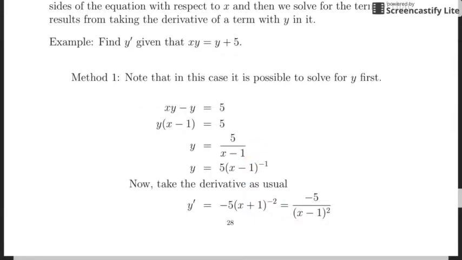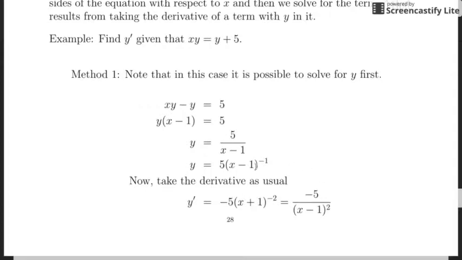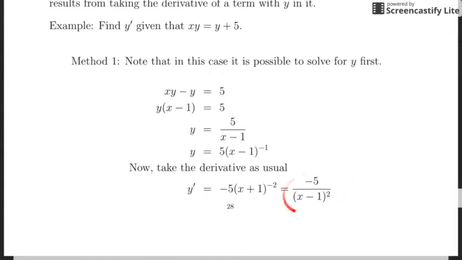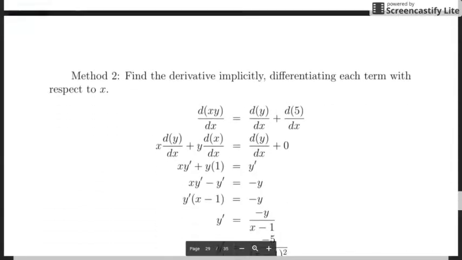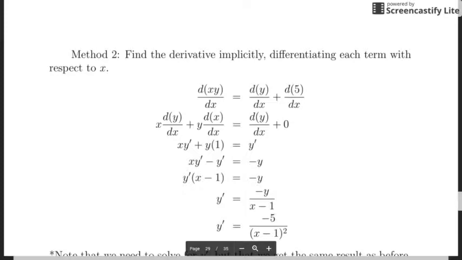And now I'm just going to take the derivative as usual, bring down the negative 1 to get negative 5 times x minus 1 to the negative 2, or negative 5 over x minus 1 squared if your teacher prefers that you write these things with positive exponents. So I could do it like that. Or, and bear in mind what the derivative is here, we're going to come back to that in just a moment, you could take the derivative implicitly.